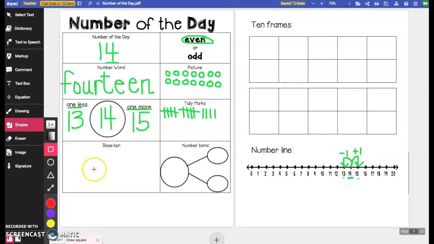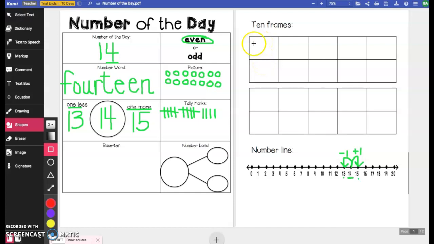All right, so now before we do our base 10 blocks, I want us to put 14 into our 10 frame. All right, so let's stop and think. I'm going to give you thinking time about what that is going to look like in our 10 frame. Think about how many full 10 frames we would have, plus then how many more.